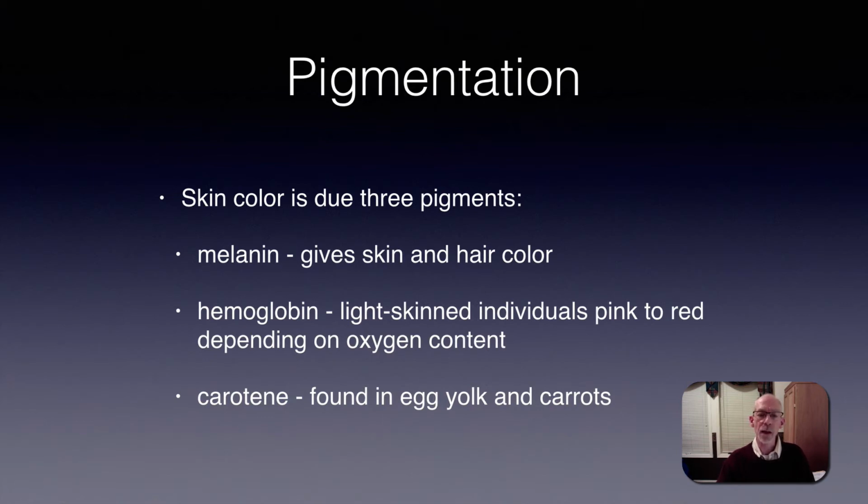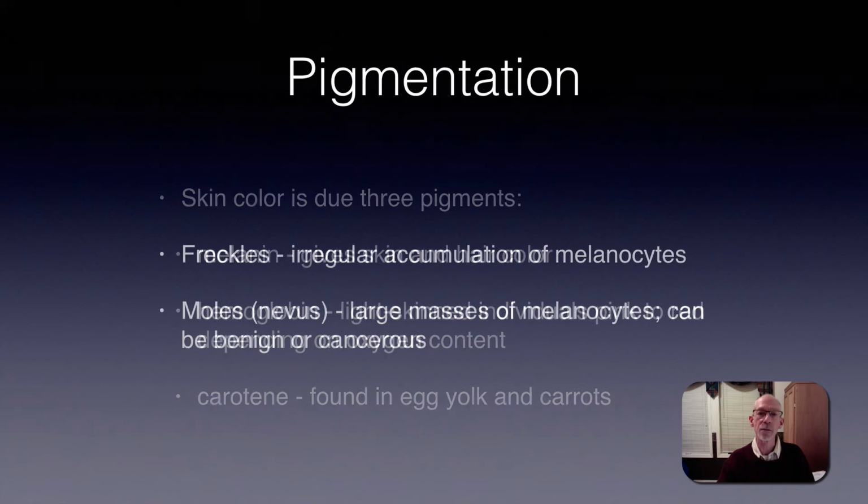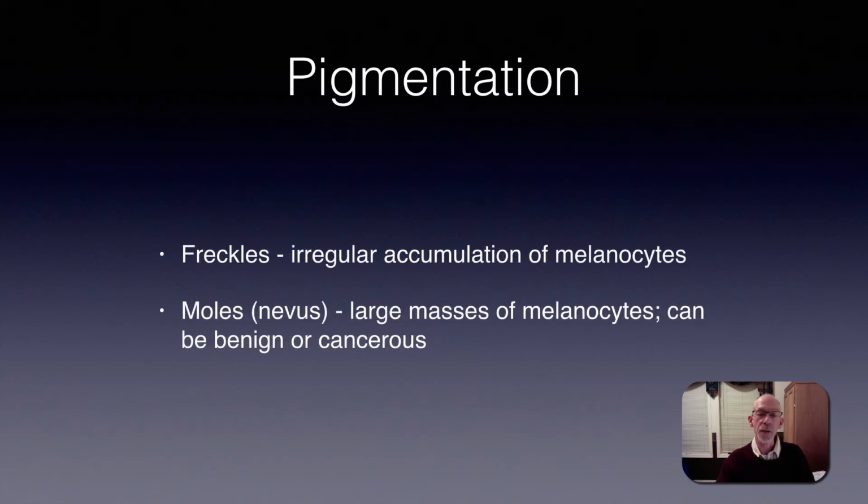Another pigment that is found in the skin is keratin. This is also found in egg yolk and carrots, and so if a person eats a lot of carrots, it will end up giving the person kind of an orange color. Freckles are simply an irregular accumulation of melanocytes. And moles are large masses of melanocytes. Moles can be benign, that's non-cancerous, or they can be cancerous.